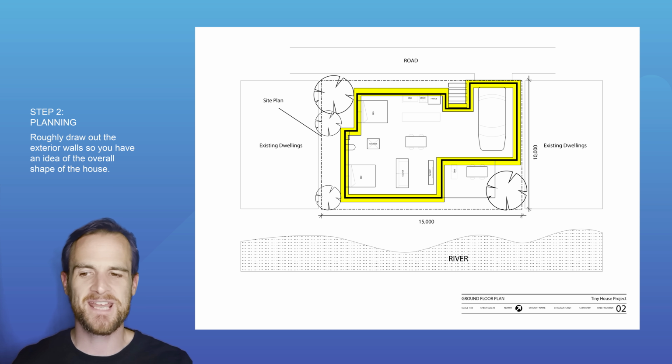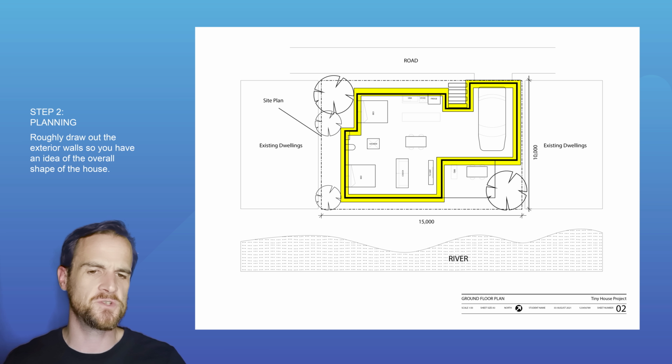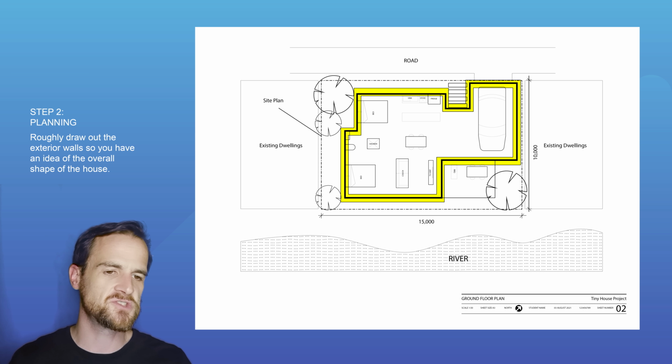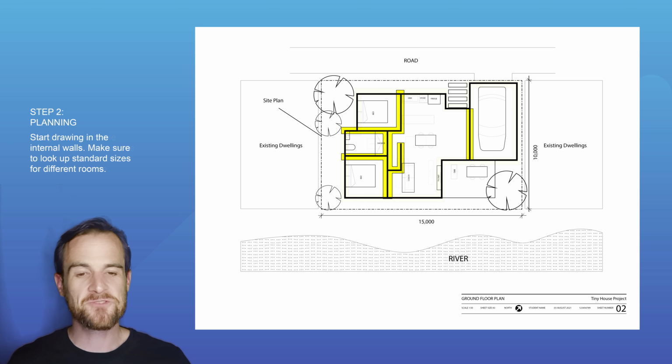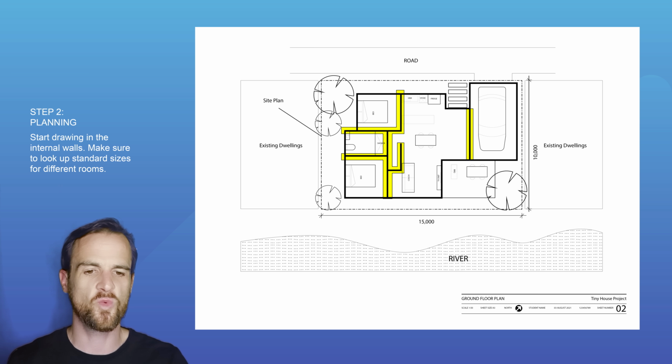So after we've done that, the next step is to roughly draw around those external walls. So we're starting to formulate the shape of this house and, of course, the outdoor area, making sure that you steer clear of the existing established trees, making sure that you consider the garage and how everything's going to fit together. Then, of course, the obvious next step is to start drawing in those internal walls.